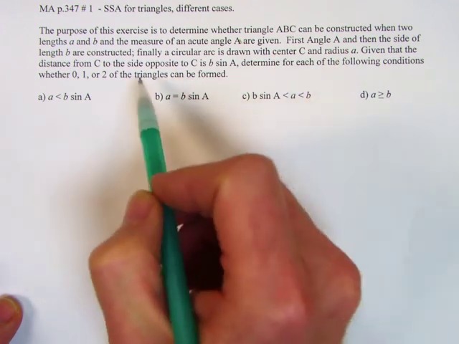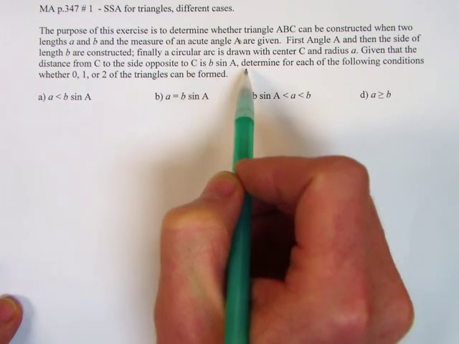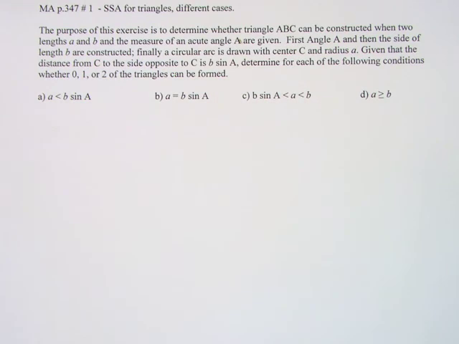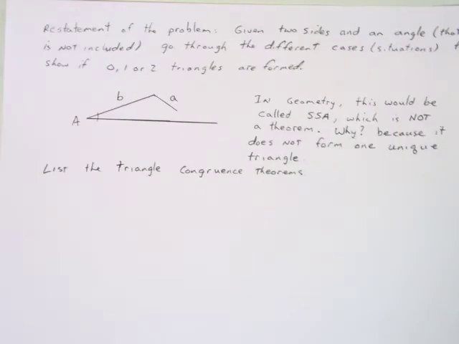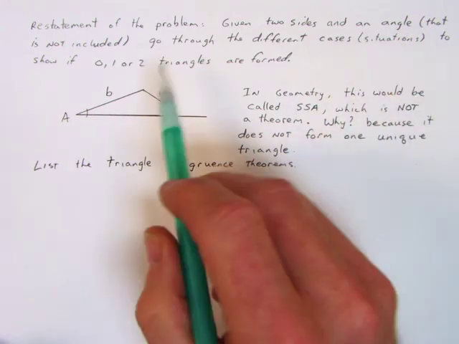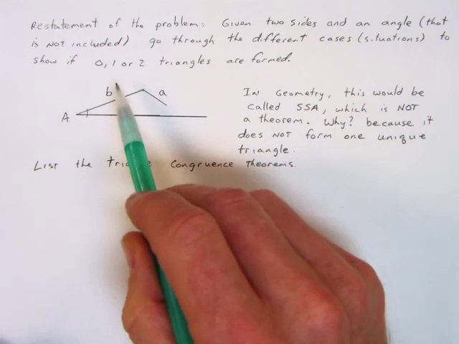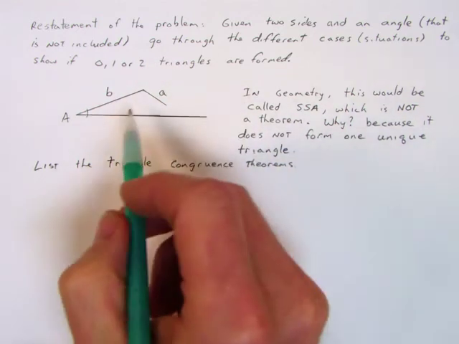Given that the distance from C to the side opposite C is b sine A, determine for each of the following conditions whether 0, 1, or 2 triangles can be formed. I'm going to restate this problem as the following: given two sides and an angle that is not included, go through the different situations to show if 0, 1, or 2 triangles are formed. So let's take a look at this.